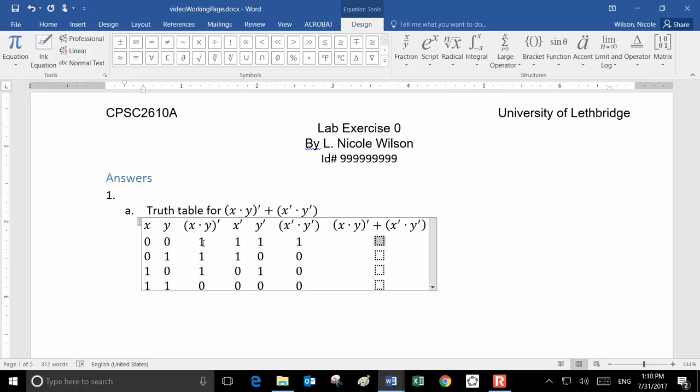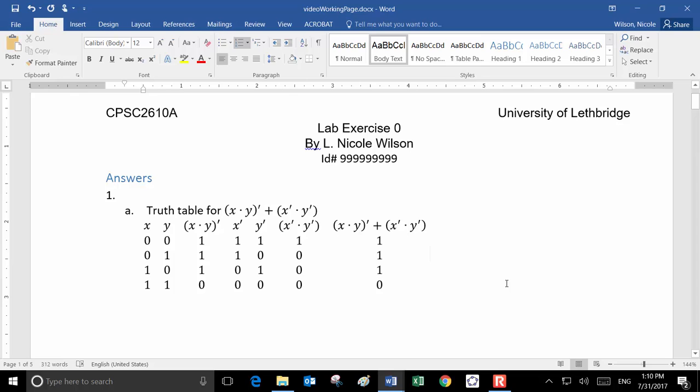Then when we OR these together, ORs carry the 1s through, so if there's a 1 in a row, it's going to be a 1 on the output, regardless of which of the operators, or operands, have that. The only time we get a 0 is when both inputs are 0, which is only in our last row. So we end up with 1, 1, 1, 0. And that is the truth table for this question.